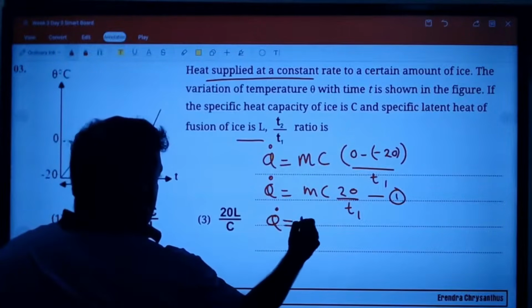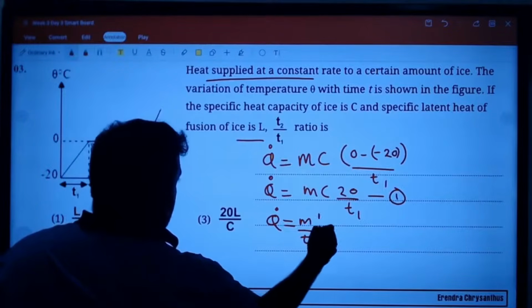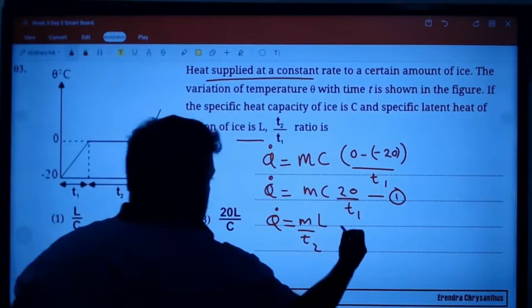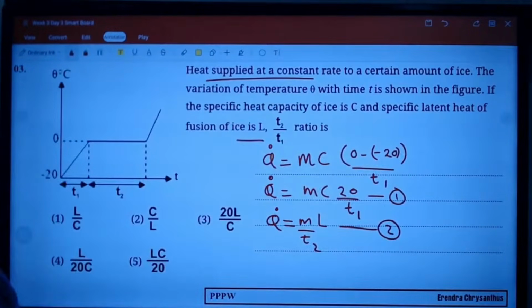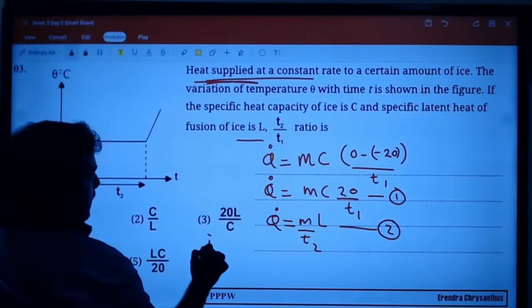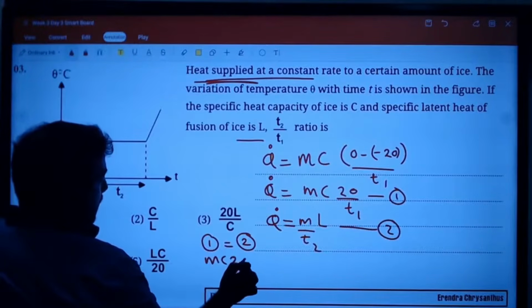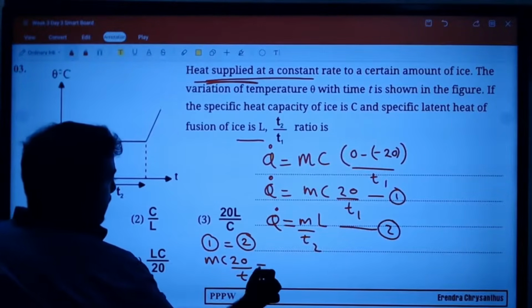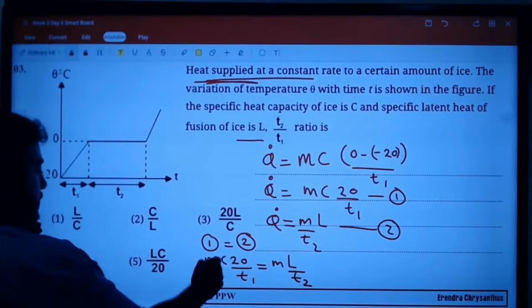Q dot is equal to M over T2 L. Equation 2. What can you say about equation 1 and 2? Both the heat supplied is constant, so 1 and 2 both are same. MC 20 over T1 equals ML over T2, same mass.